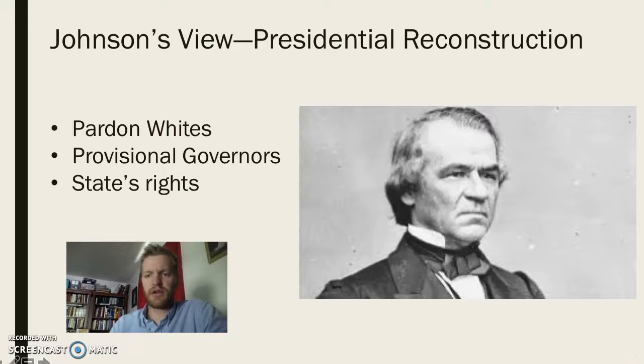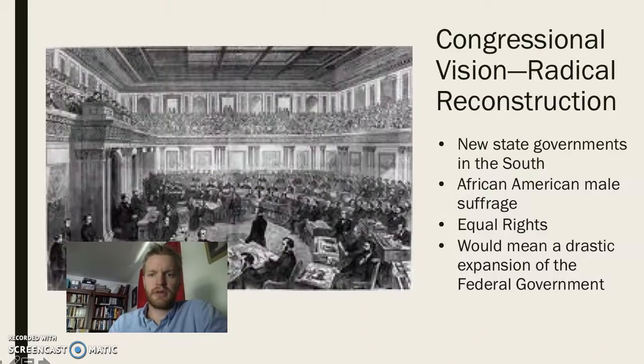Congress, of course, did not agree with Johnson. They thought that he was too lenient to the South. He handed out way too many pardons and granted too many people amnesty. And so they wanted to essentially make it harder for the South to come back into the Union.